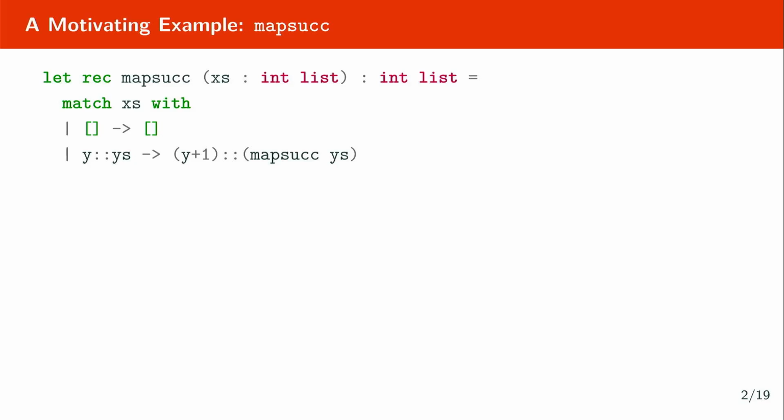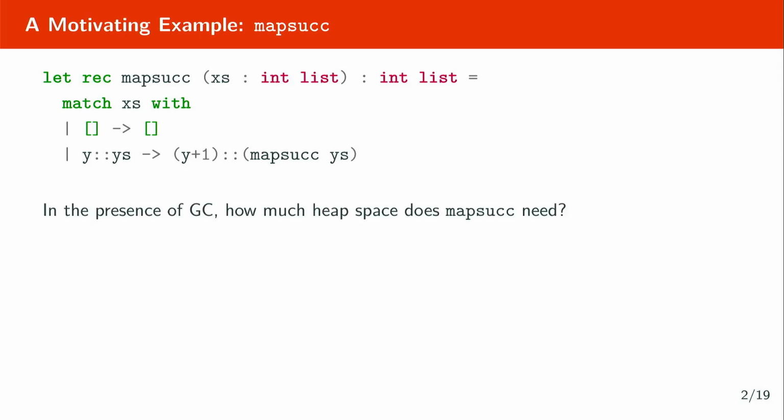If xs is nil, the function returns nil. Otherwise, if xs is made of a head y and a tail ys, the function first computes the successor of y, then calls itself recursively on the tail, and finally allocates a new list cell to store the result. And the big question for us is, in the presence of garbage collection, how much heap space does mapsec need? And the good answer is, it depends. It depends on the evaluation context.